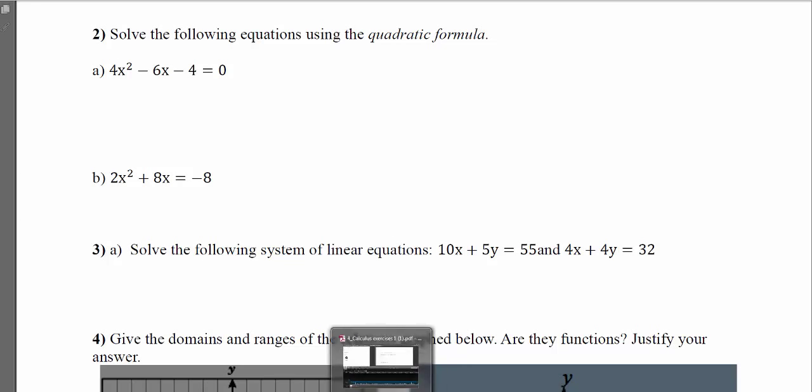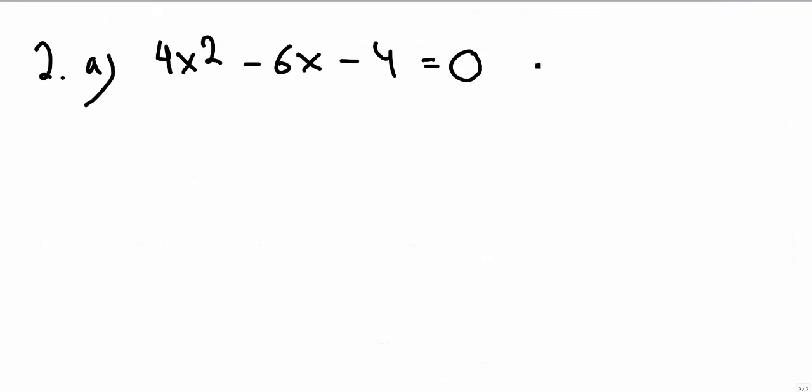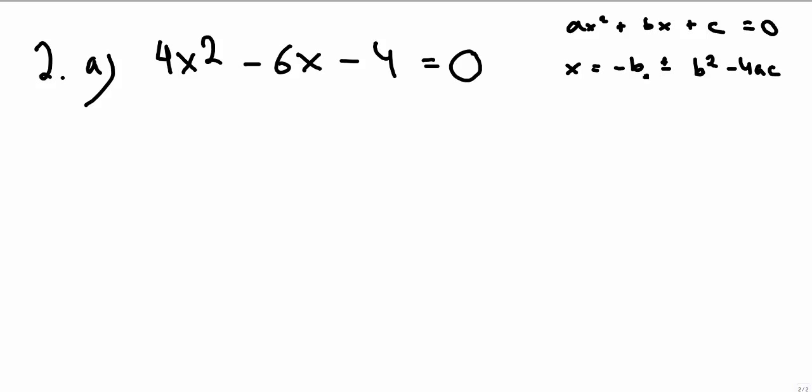So the general formula for solving an equation, you remember, if we have ax squared plus bx plus c is equal to 0, then we can find the values of x by using this formula. x is equal to minus b, plus or minus the square root of b squared minus 4 times a times c, and then everything divided by 2 times a. We just write 2a.